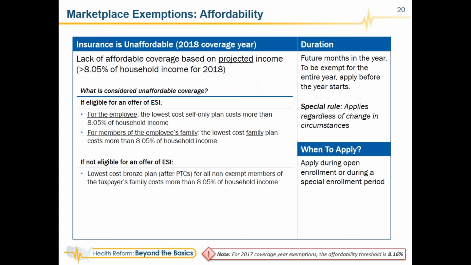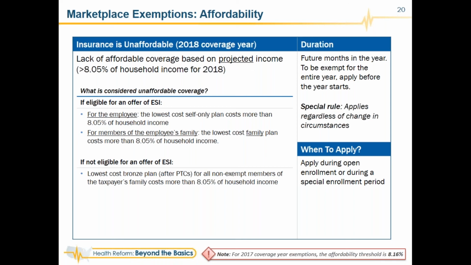If the person's not eligible for any employer-sponsored insurance, then we can look at the lowest cost bronze plan, and we'll determine that after premium tax credits for all members of the taxpayer's family that don't have other exemptions, and determine if that is more than 8.05% of household income. So the calculations are a little complicated. It takes a couple of tax forms and worksheets to do them. But these are the rules, and they are more flexible than the definition of affordability when it comes to becoming eligible for APTC with an offer of employer-sponsored coverage.